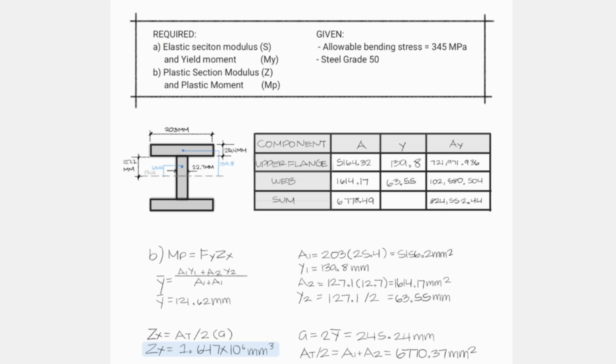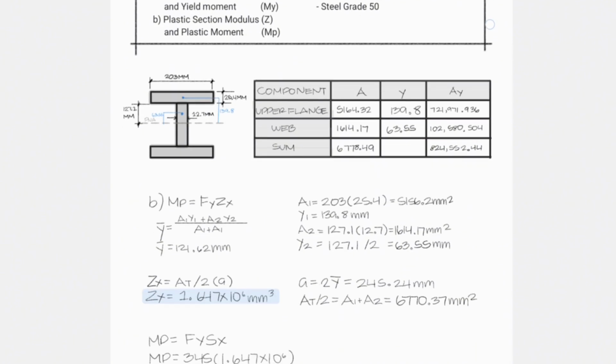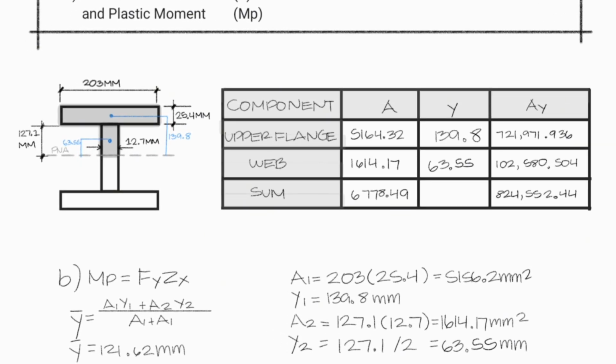So for the second part of our solving, to find the plastic section modulus and the plastic moment, the first thing that we should do is cut our beam in half. We once again have a table to help us solve things easier and faster. Our components are the upper flange and the second component, which is the web.